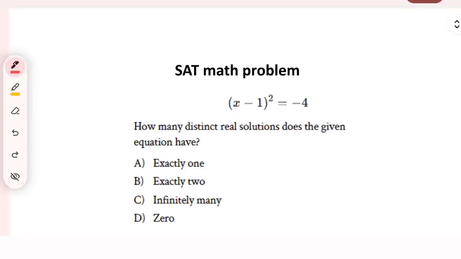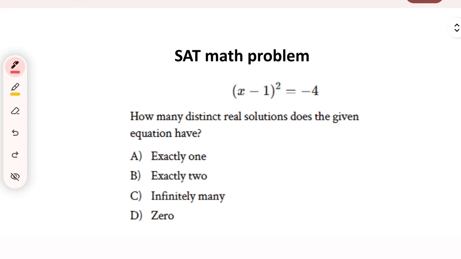Hello. So if you see a problem like this in your SAT, a math problem, don't panic, all right? Because most math problems are actually just tricky, not hard. It's just a matter of knowing exactly the strategy or approach you need to apply in solving that problem. Then it is easy. So don't panic. Here's the SAT math problem.